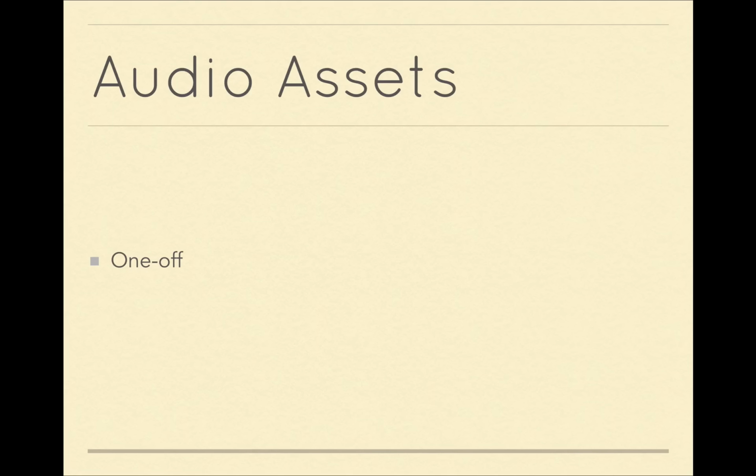So among those sound effects and music assets, there's a couple different types. There's one-off assets, which have a defined start and end and just play once. And essentially, one-off assets are assets that are not looped. And then there are also looped assets that play continuously, often in the background.